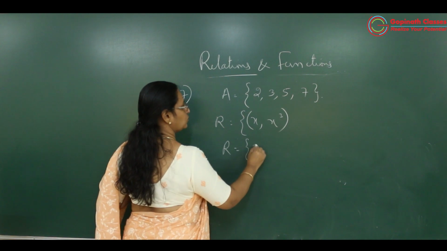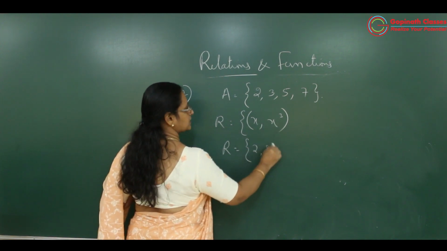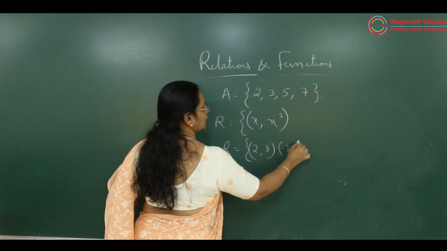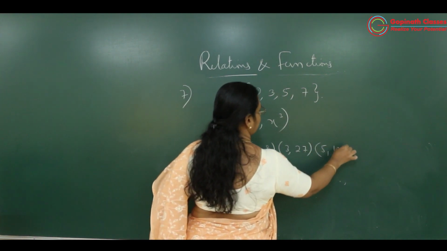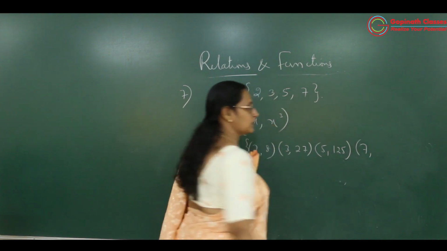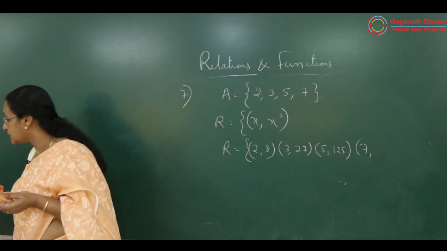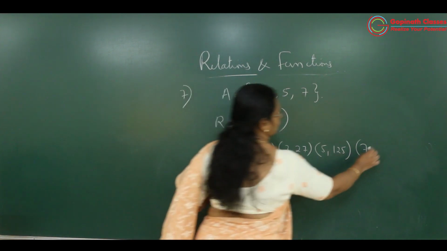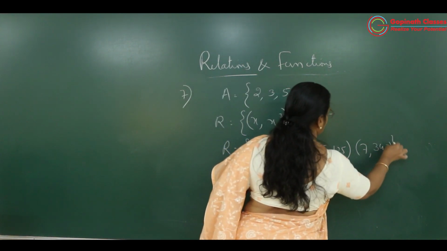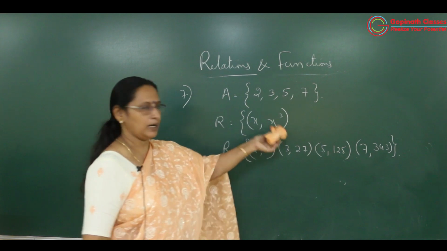The first one is 2, 2 cube, 8. 3, 3 cube, 27. 5 and 5 cube, 125. And 7 and 7 cube. What is 7 cube? Just calculate 7 cube. 7 into 7, 49, into 7 will be 343. This will be the relation x comma x cube.